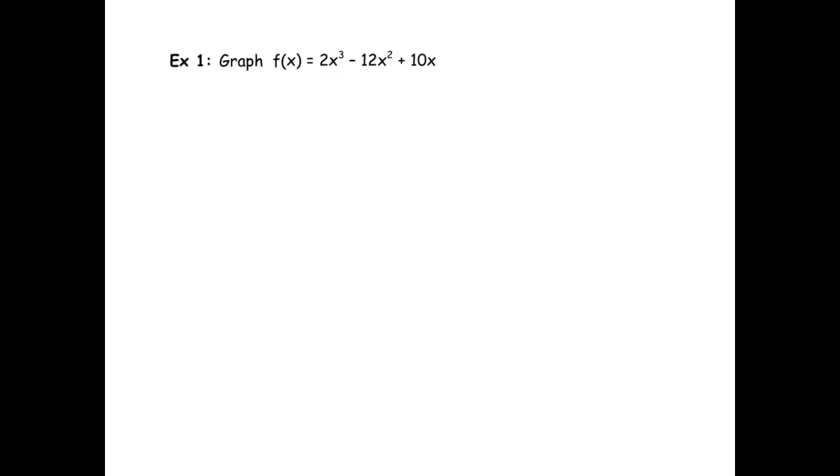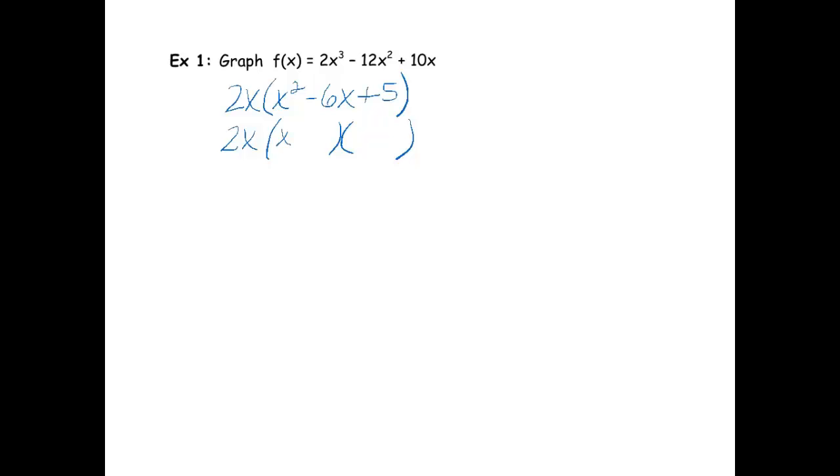So notice in this function f of x, the GCF is 2x. I'm going to factor out the 2x. That would leave me inside these parentheses with an x squared minus 6x plus 5. Alright, let's see if we can factor that quadratic. So my 2x still is a factor in front there.